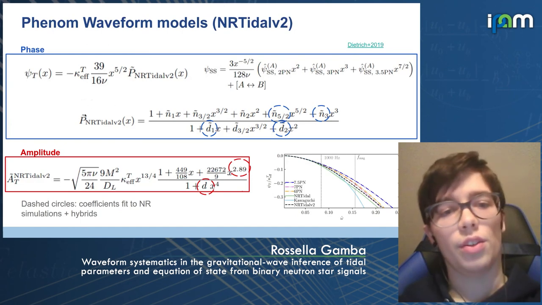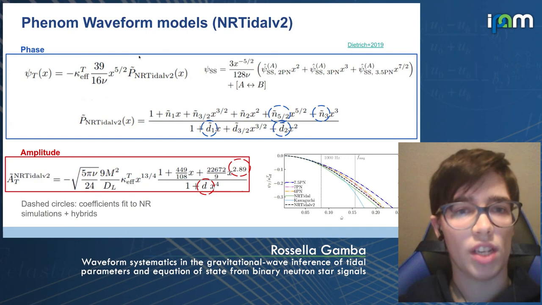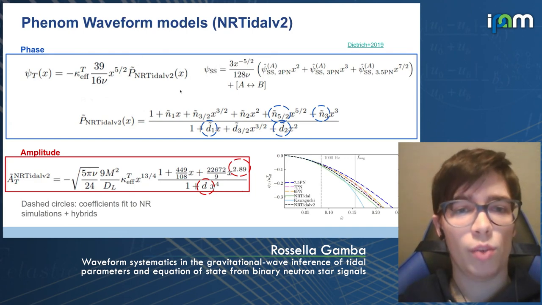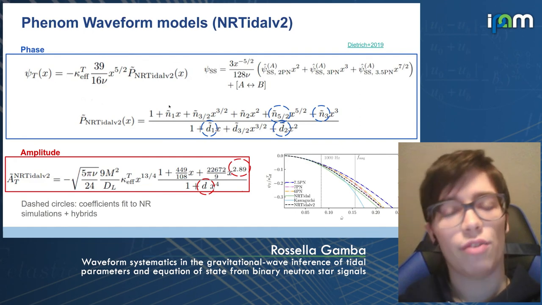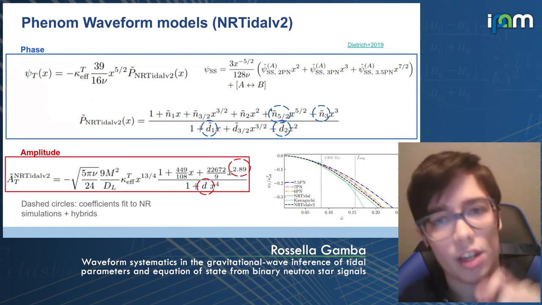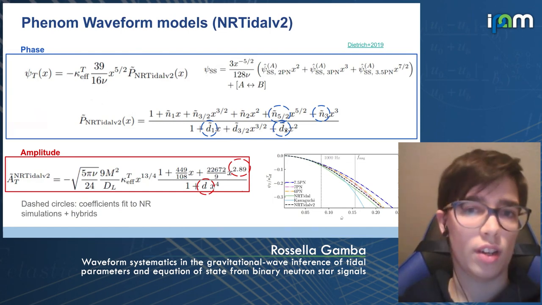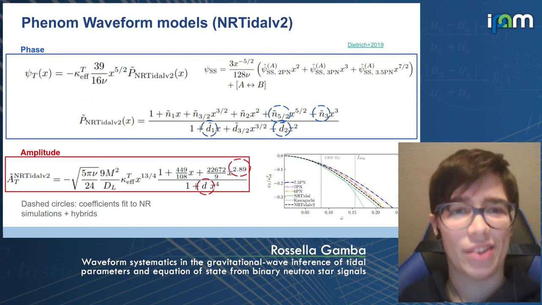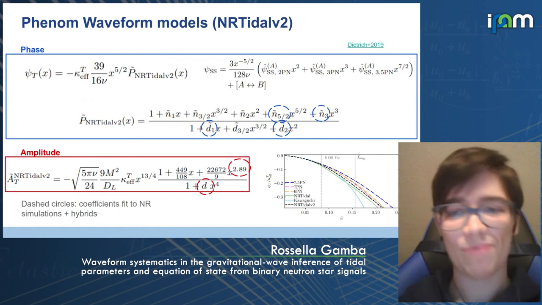So you can see here that the phase, for example, is given by the leading order factor times a Padé approximant, which is basically just a rational polynomial in which some of the coefficients are fixed by the PN values, whereas the ones that are in the dashed circles are actually fit to NR. And the same goes for the amplitude, really. Here, quadrupole monopole terms are just added as a post-Newtonian series rather than fitting, because there are not that many binary neutron star simulations with spin.